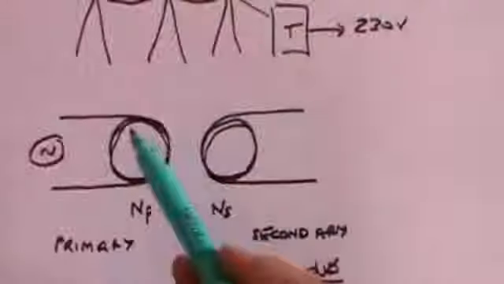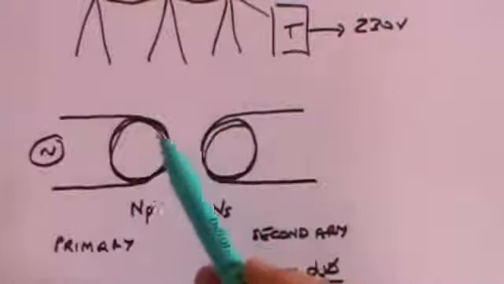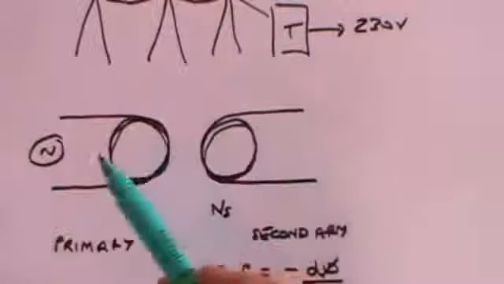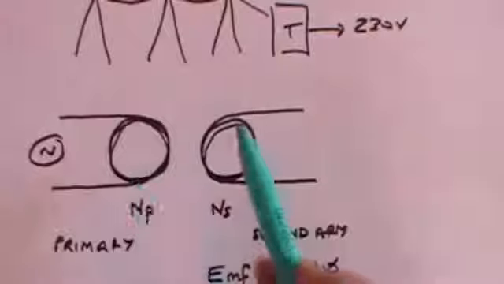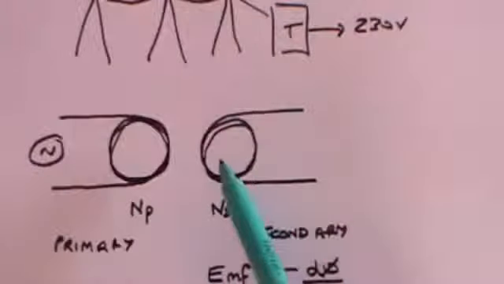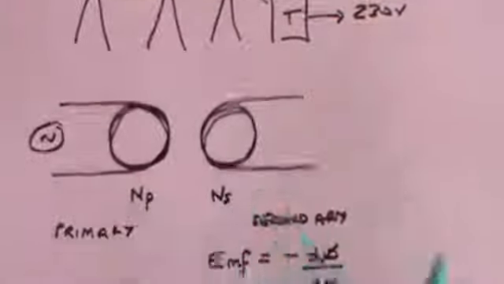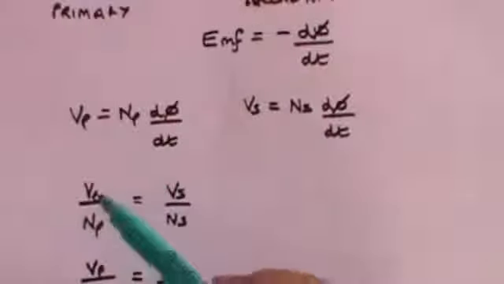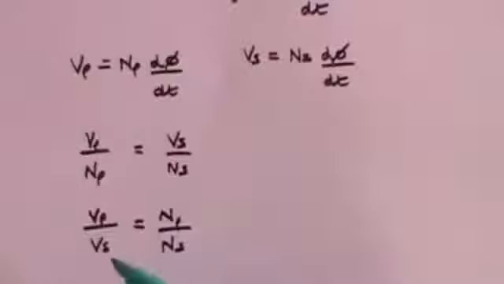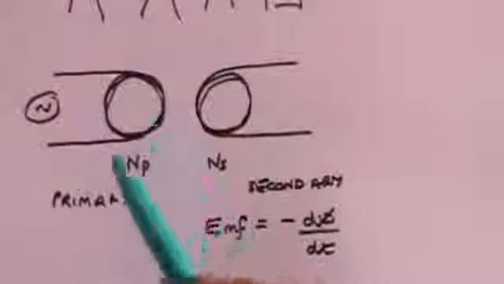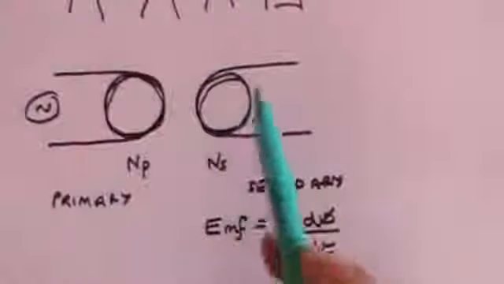So if you want to step up, in other words, if you want a higher voltage here than in the primary, then you need fewer turns in the primary and more turns in the secondary. And if you want to step down, so VP is greater than VS, so VP is stepping down to VS, NP must be greater than NS, so you need more turns in the primary than you have in the secondary, and by the same proportion.